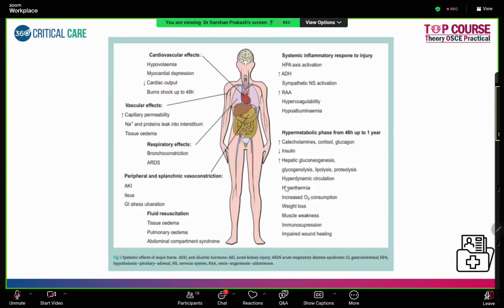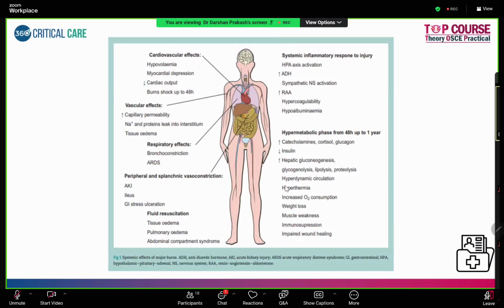So, because there is a SIRS phenomenon which is set in because of the excessive release of cytokines, it affects all the organs from head to toe. So it can cause confusion because of hypovolemia. The cardiovascular effects can be as worse as a cardiogenic shock sometimes. It can be present up to 48 hours. It can be either due to hypovolemia or direct effect on the cardia.